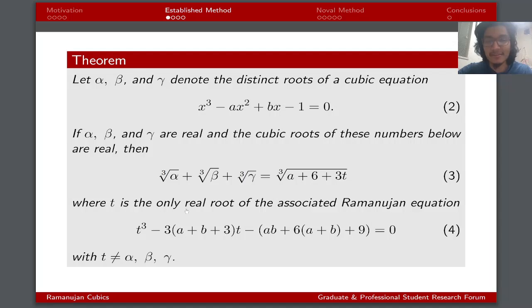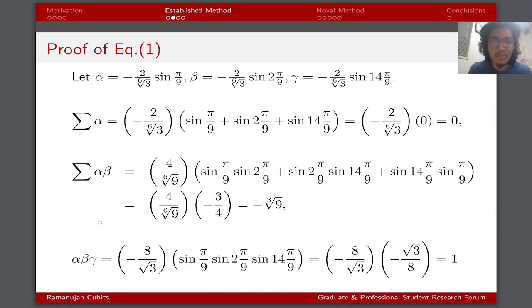And t is the only real root of what we call the associated Ramanujan equation, which is number 4 here. Okay, so to get t, we have to solve this entire new problem here, number 4. All right, and so what Wong does to get his t is you're given alpha, beta, gamma. They're these things up here. Okay, and you have to calculate what he calls sigma, alpha beta, and alpha beta gamma.